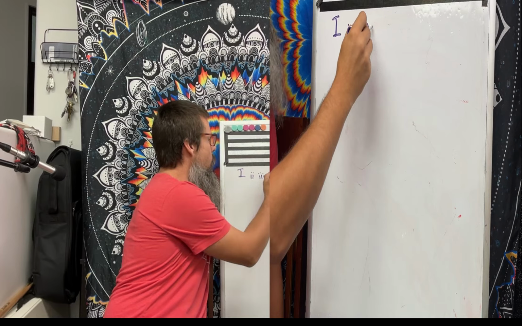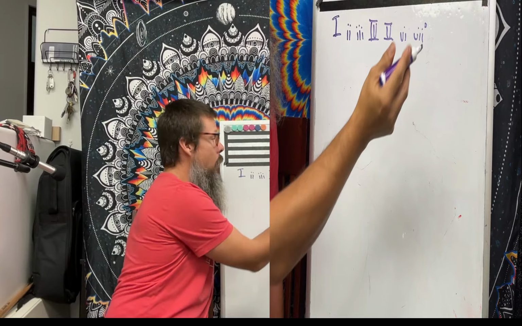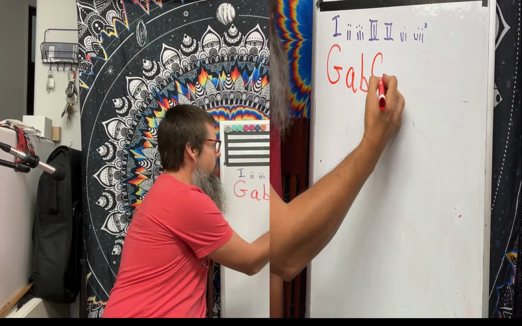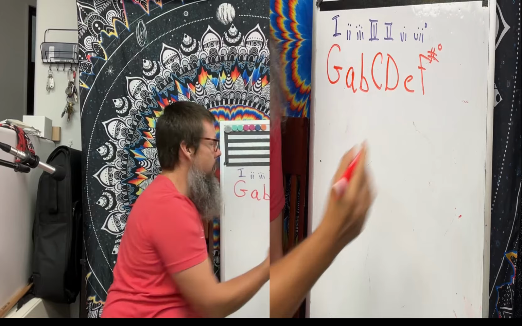1, 2, 3, 4, 5, 6, 7, and then 1 again. I don't like writing the octave because I know it's the octave. You know it's the octave. In the key of G, we've got G major. We have A minor, B minor, C major, D major, E minor, and then our only sharp, F sharp diminished. When we write out all of these notes and chords, we would do our triads.